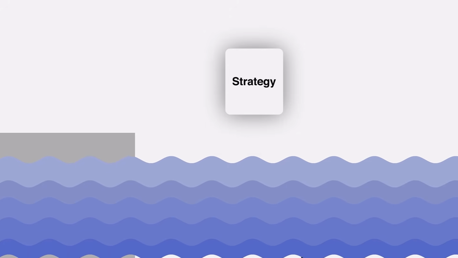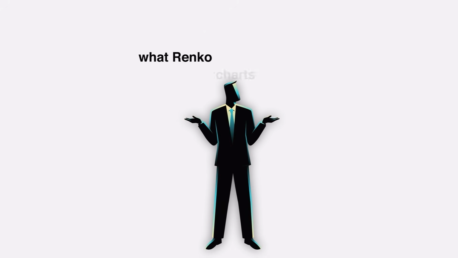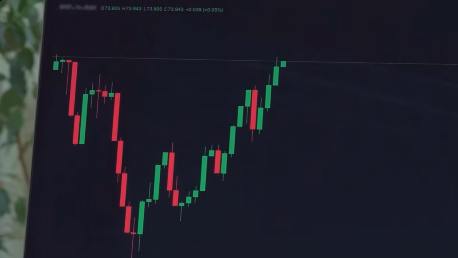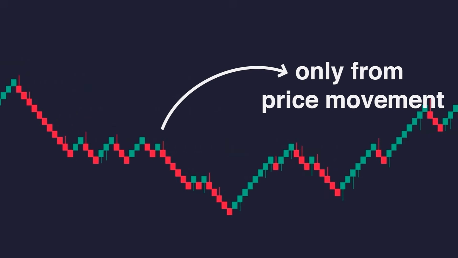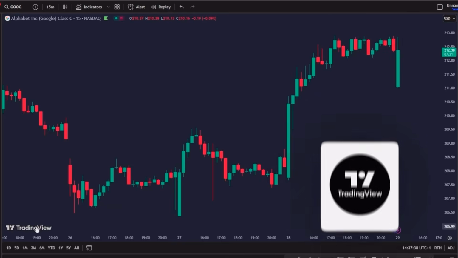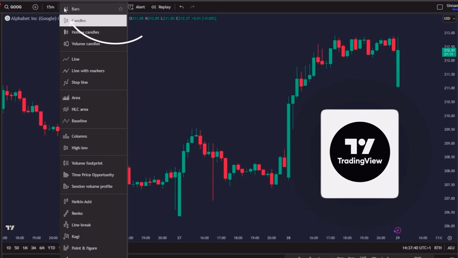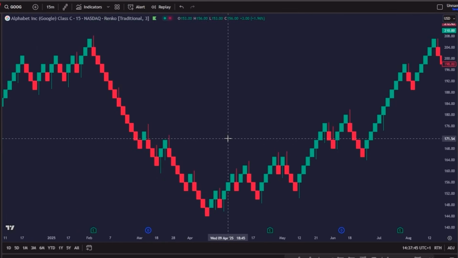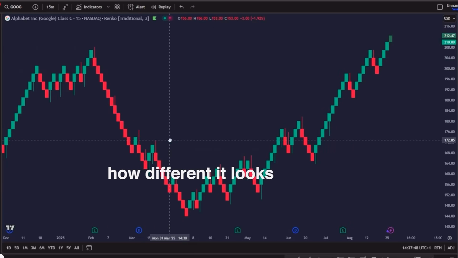Before we dive into the strategy, let's first understand what Renko charts actually are. Unlike traditional candlestick charts, which are based on time, Renko charts are built only from price movement. That means time is unrelated. New bricks or boxes appear only when the price has moved by a certain amount, which we call the box size. On TradingView, you can easily open a Renko chart by clicking on the chart type menu and selecting Renko. Instantly, you will notice how different it looks.